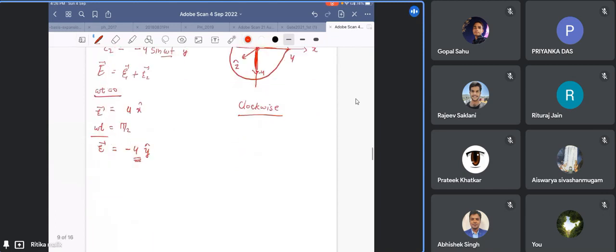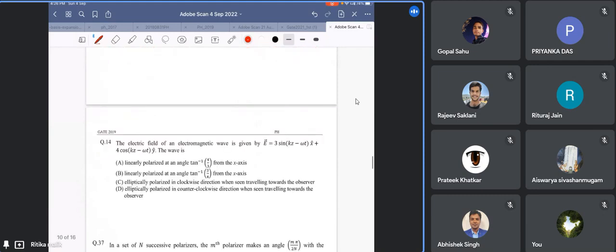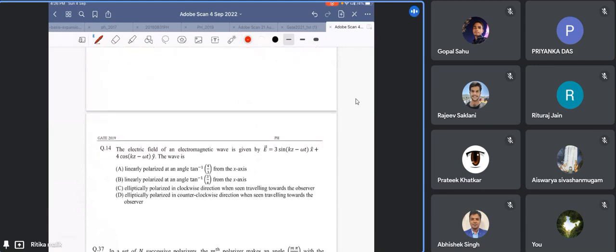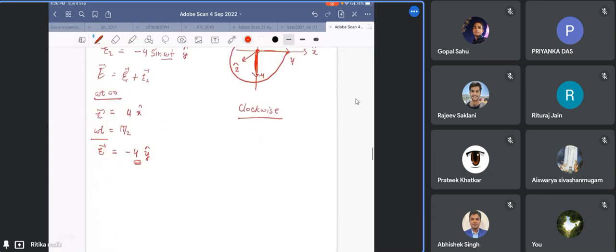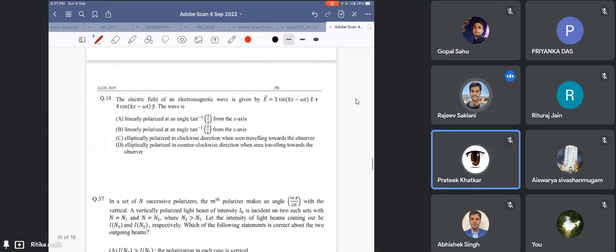So this is how we find how our electric field is evolving in different cases. So we will start with solving questions based on GATE examination, and then we will see different concepts here. If you have any doubt, you can ask. Is everything clear till here? Yes. Okay, I will start.